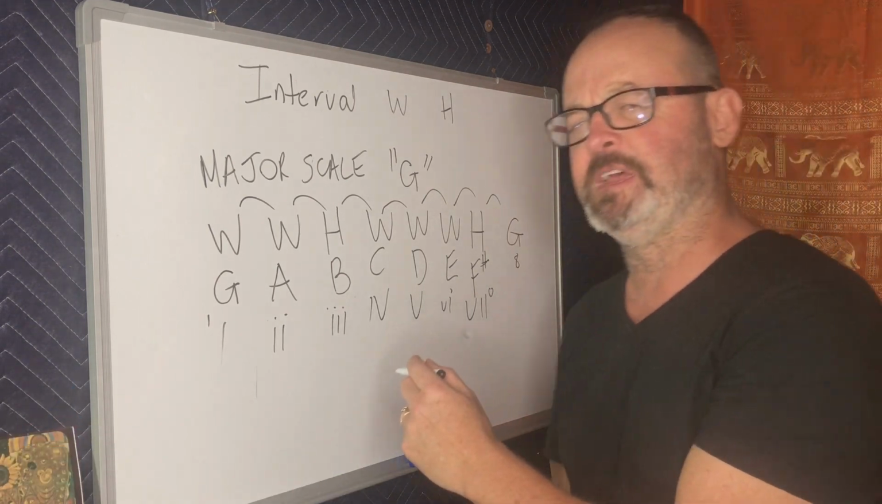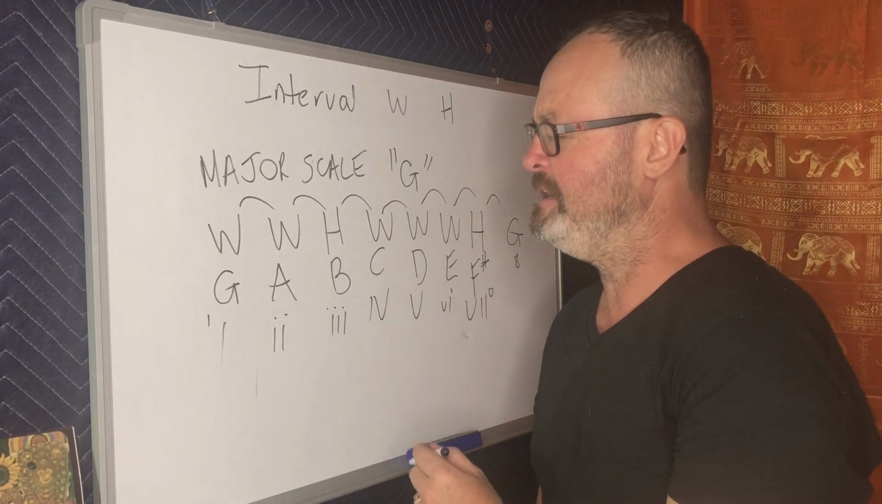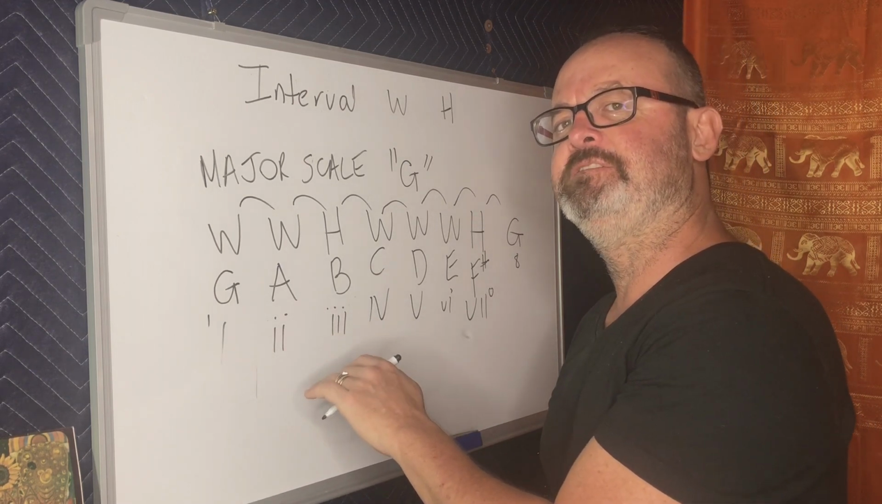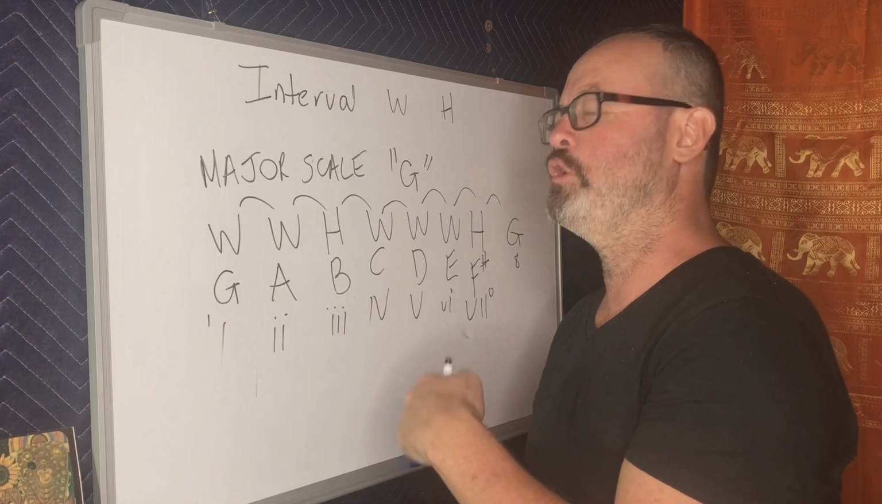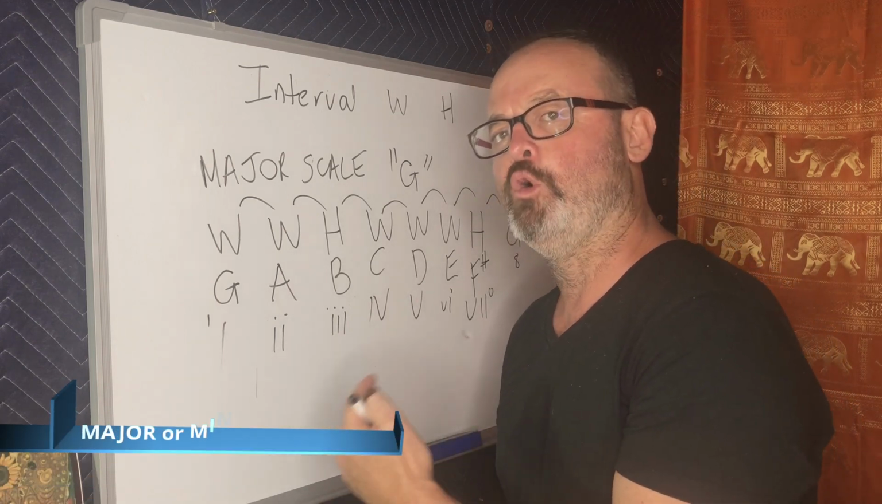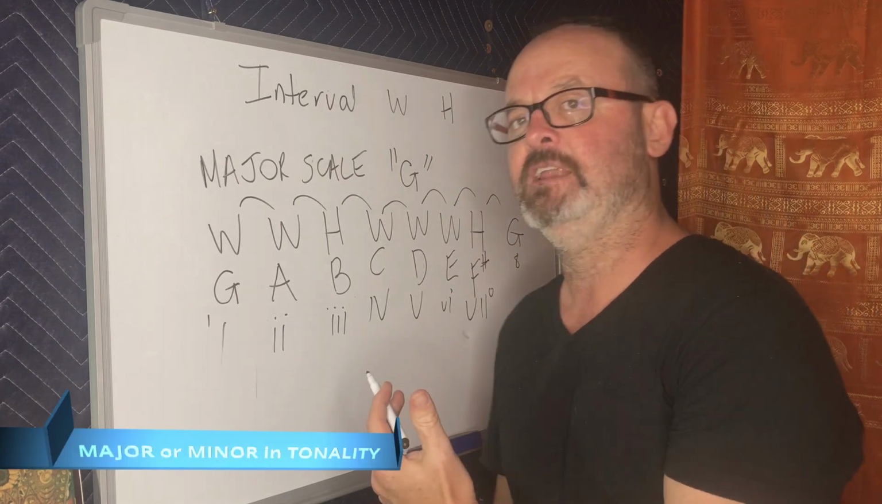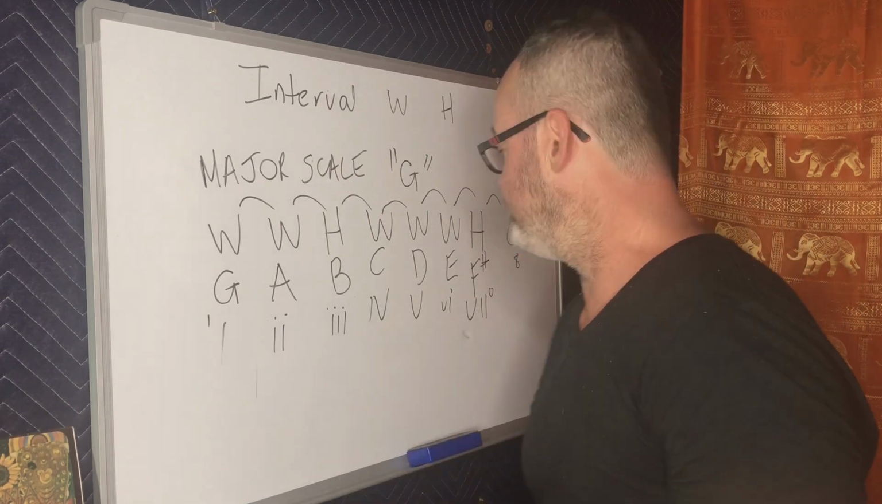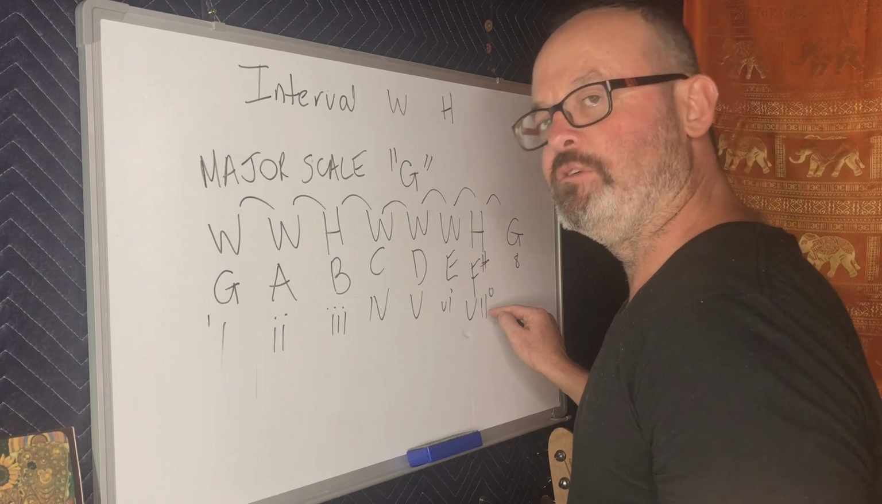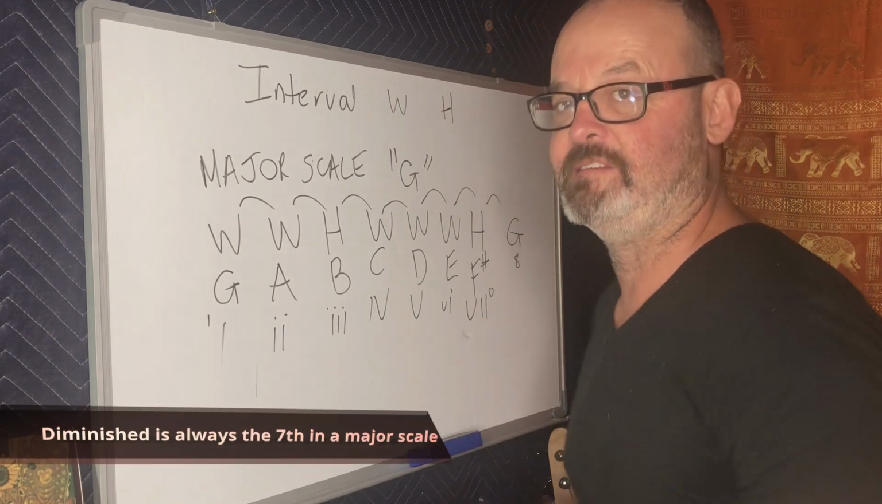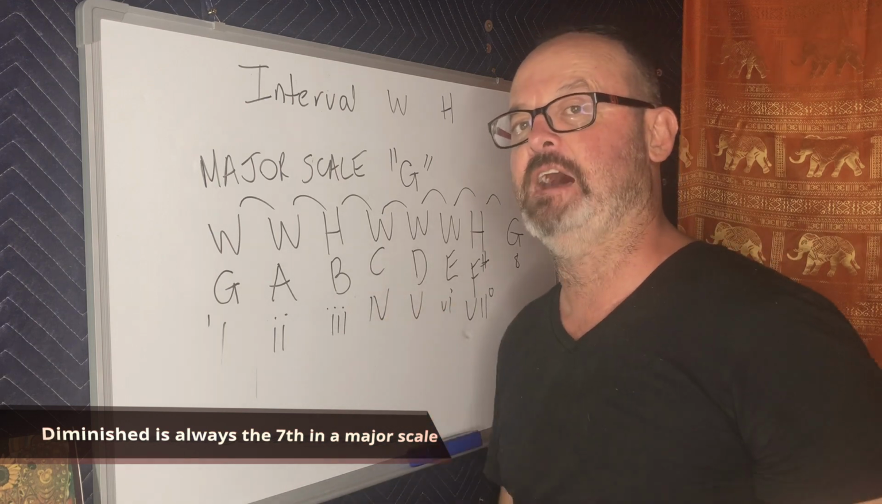Alright, so what does this mean? What it means is the uppercase or the lowercase will signify whether the chord is major or minor in tonality. It's going to indicate what characteristic the chord has and also whether it's a diminished chord or not, which there's only one in the major scale, and it's always the 7th degree of the scale.